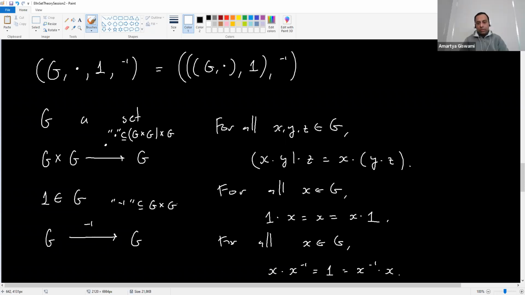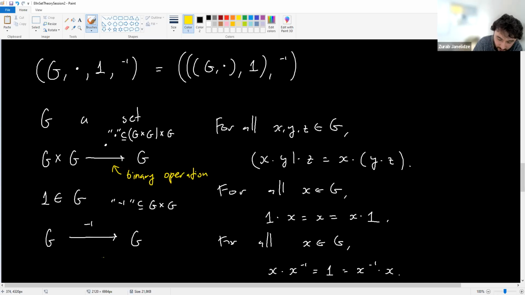Maybe it is worth mentioning that this dot is also called a binary operation, which is generally what we see in books or in the literature. And this inverse is also called a unary operation. This one is called a nullary operation.